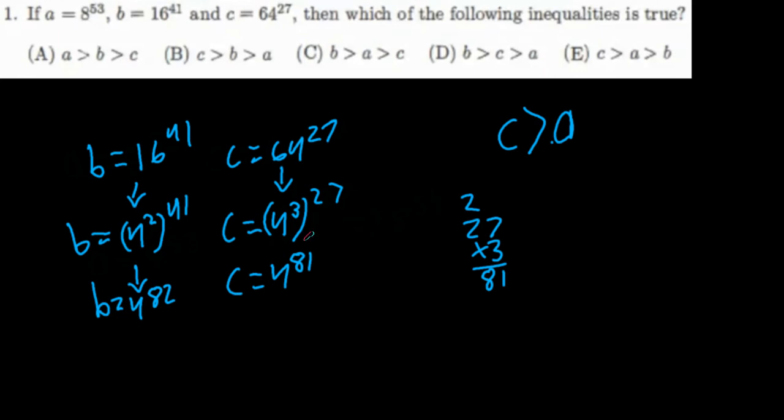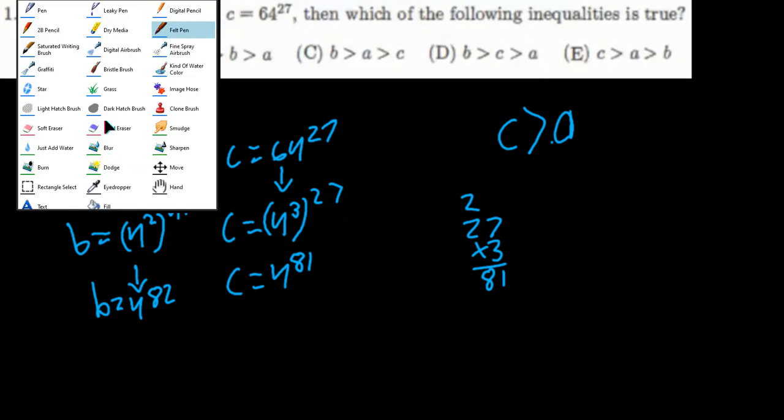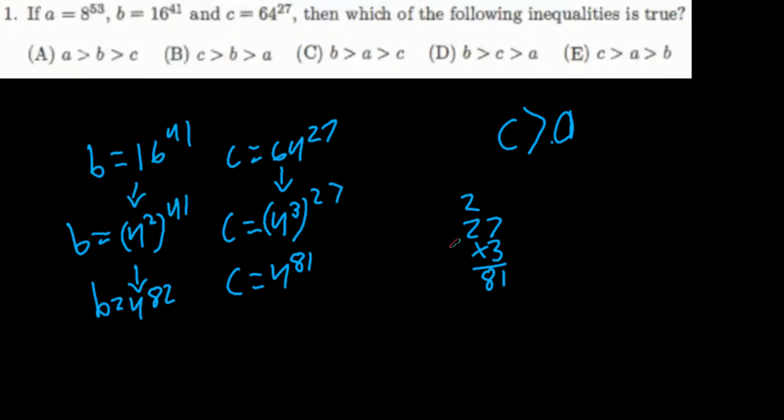Okay. Now they both have their bases the same, so we can compare them by their exponents. We see that b has an exponent of 82, but c has an exponent of 81. That means that b is bigger than c. So let me erase the multiplication that I did over here so that we can put our inequality there. So b is greater than c.